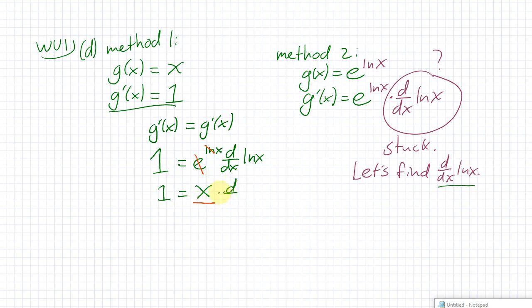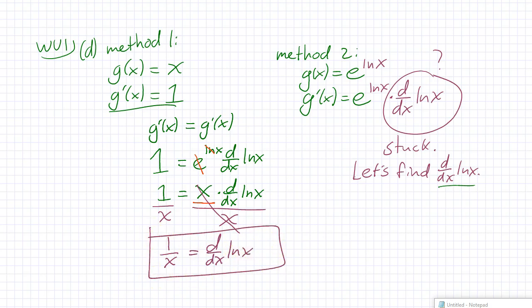times this derivative, which we want to find. So to find that, I'm just going to take this and divide both sides by x to get that derivative by itself, and it cancels out, and we get 1 over x is the derivative we're looking for.